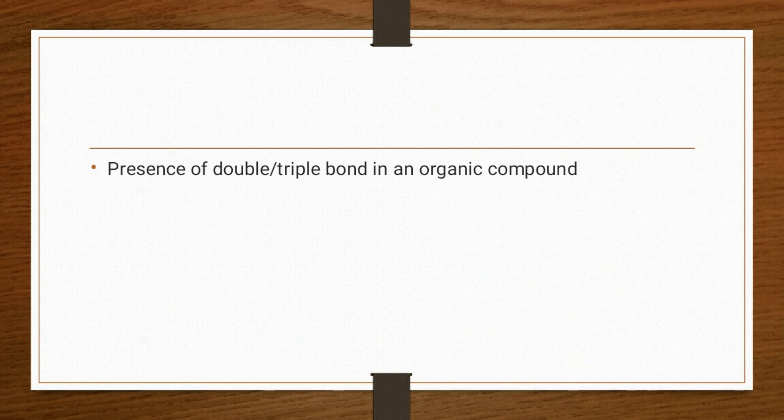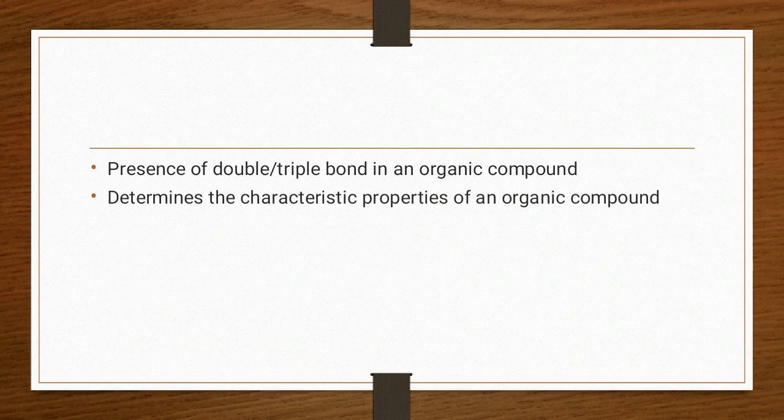So, before starting, I want to tell you that in organic compounds there are double and triple bonds present. It means that double and triple bonds are present in some organic compounds, not in all but in a few. And by the presence of double and triple bonds, the characteristic properties of the organic compound completely change. In other words, we can say that double and triple bonds determine the characteristic property of that organic compound.